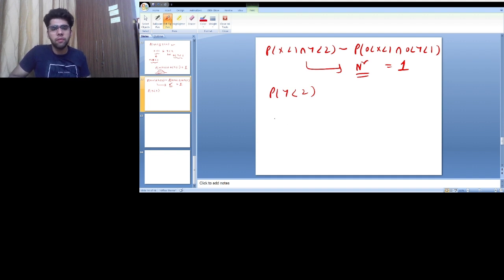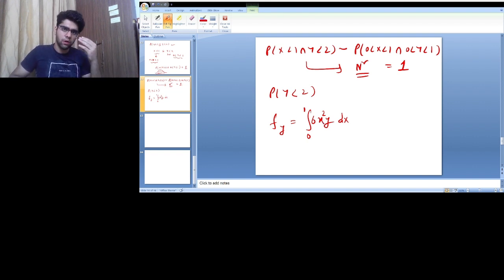So let me find the marginal PDF of y. For finding the marginal PDF, I'll be integrating this joint PDF over the limits of x. So my limits of x are 0 to 1, dx, right? For finding the marginal PDF of y, I'll be integrating the joint PDF over the limits of x, and for finding the marginal PDF of x, I integrate the joint PDF over the limits of y, right? So we don't need dy here, this is only dx.